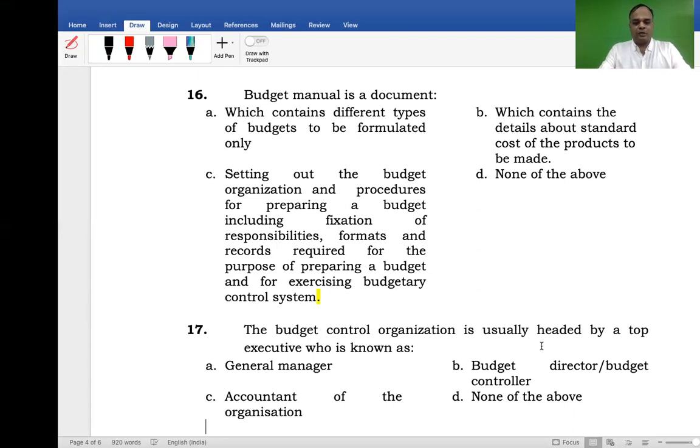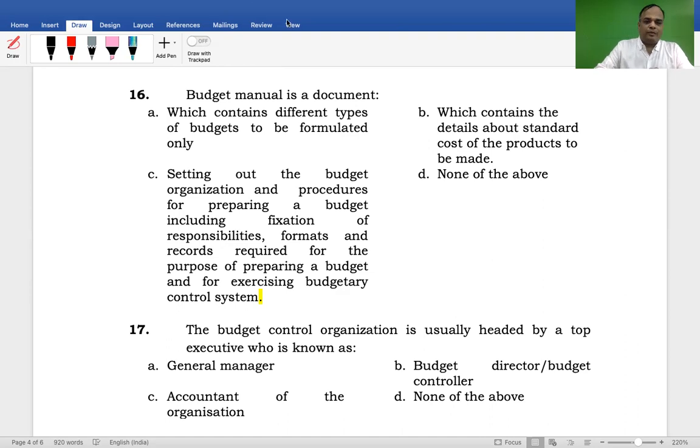So this is a direct question with respect to the definition of the budget manual. For what purpose is the budget manual there? C is the correct answer. Okay. Next.